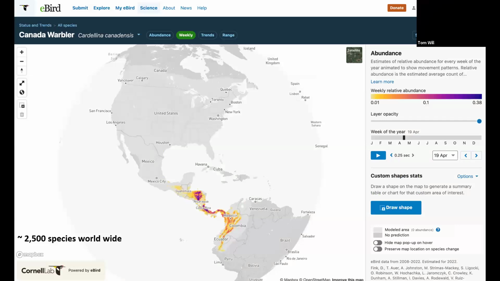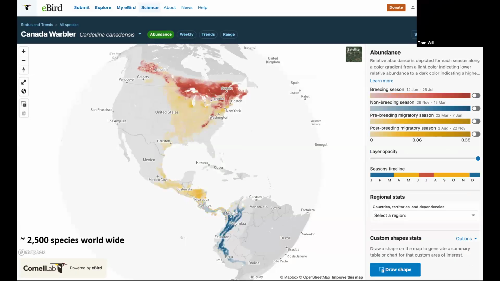And what you get out of this, I don't know how many people have seen our new Explorer. So now you can go in, it's kind of like Google Maps, you can zoom in, zoom out, and you can toggle between abundance types, whether you want regular abundance. This is weekly, so you can look to see what weekly relative abundance looks like. You can also look at general abundance summarized by season. So we have breeding, non-breeding, pre-breeding migratory, and post-breeding migratory. And that's usually a mean abundance.